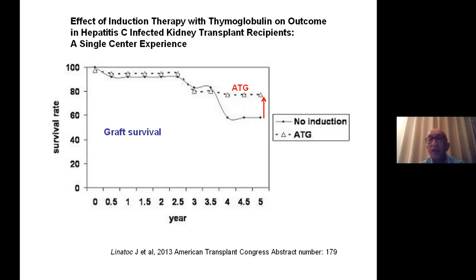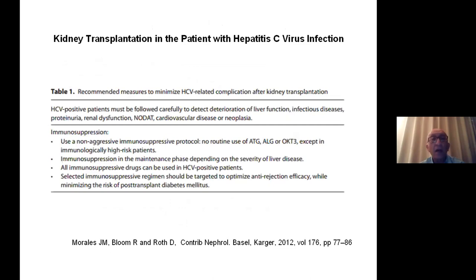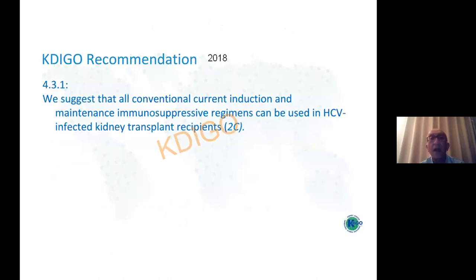And Morales considered that all immunosuppressive drugs can be used in HCV positive patients, but he mentioned that if we can avoid routine use of ATG, it would be better to avoid the early critical risk of HCV induced infection tendency in the first 3 months. The KDIGO recommendations made it a bit not very clear, but they considered that all conventional current induction and maintenance immunosuppressive regimens can be used, but the evidence is not that strong.